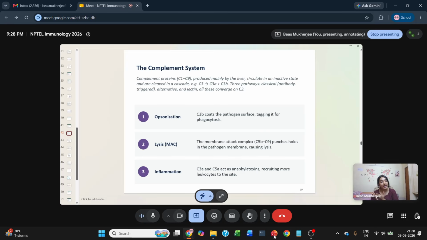Now C3a and C5a, they act as anaphylatoxins. Now we will talk about anaphylatoxins, anaphylaxis and all this in the upcoming classes. So what happens is this C3a and C5a, they are mainly involved in recruiting leukocytes to the site of inflammation.